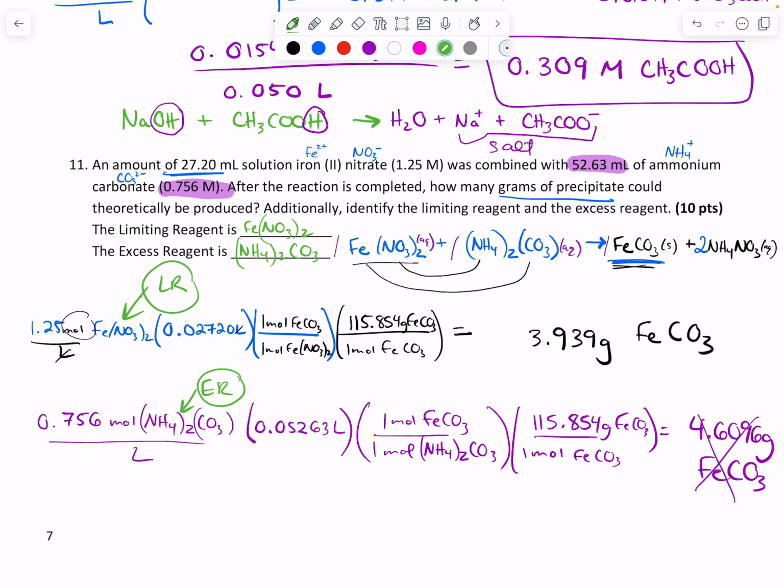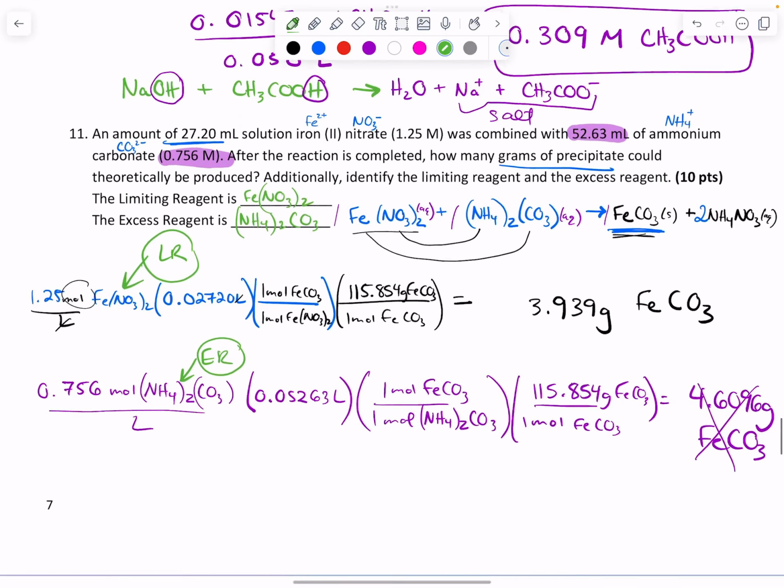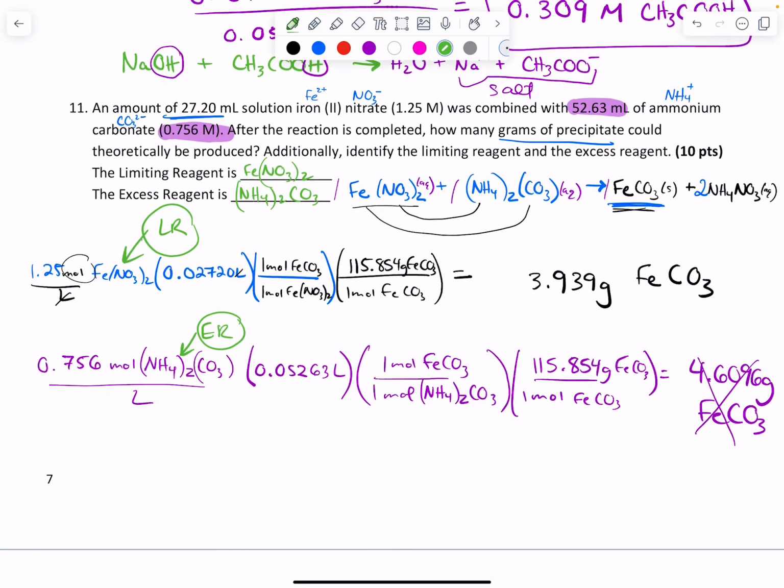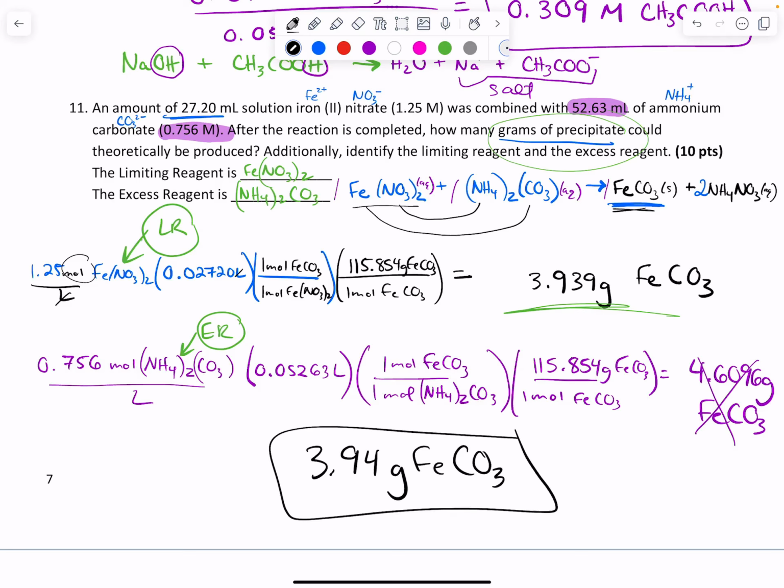Okay, so I've now figured out my limiting reagent and my excess reagent. And my final question is how many grams of precipitate can I have? So I need to fix my sig figs, and my final answer is 3.94 grams of iron carbonate. That's my final answer because that is my solid. Ooh, man, we're rolling now.